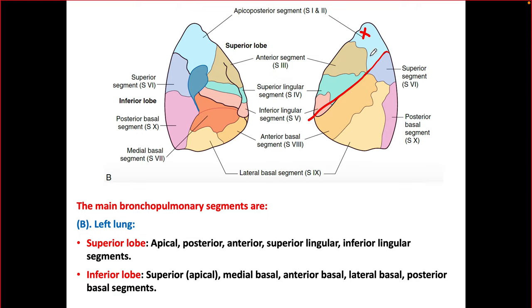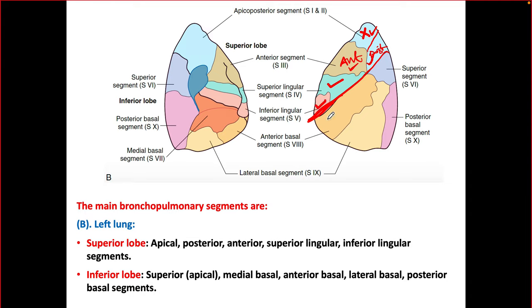Also some textbooks say no, not just apical, it's apico-posterior, meaning this part is also called posterior. So what is anterior? This is anterior. That means it has anterior and posterior and apical. Plus, do you remember the cardiac notch? And do you remember the lingula? Yes, which is part of the superior lobe. In the lingula, I have a superior lingular segment and an inferior lingular segment.